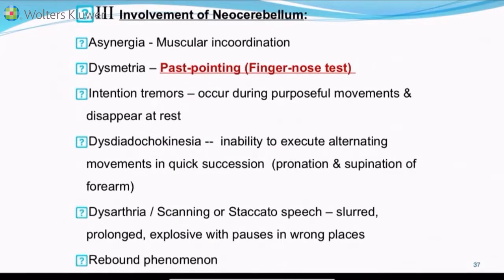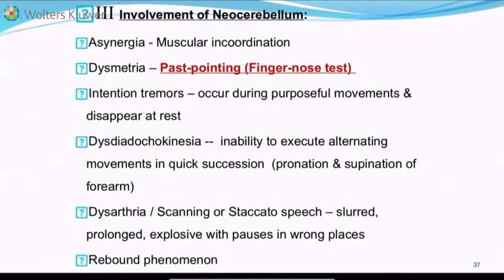If the neocerebellum is involved, you will have asynergia, that means muscular incoordination. Dysmetria, past pointing or finger nose test. Close your eyes, stretch one hand out with the index finger, and with the eyes closed, bring your index finger towards the tip of your nose and try to touch it. That is known as finger nose test. With eyes open, of course, all of us can do it, but with eyes closed also, a normal person should be able to do it.